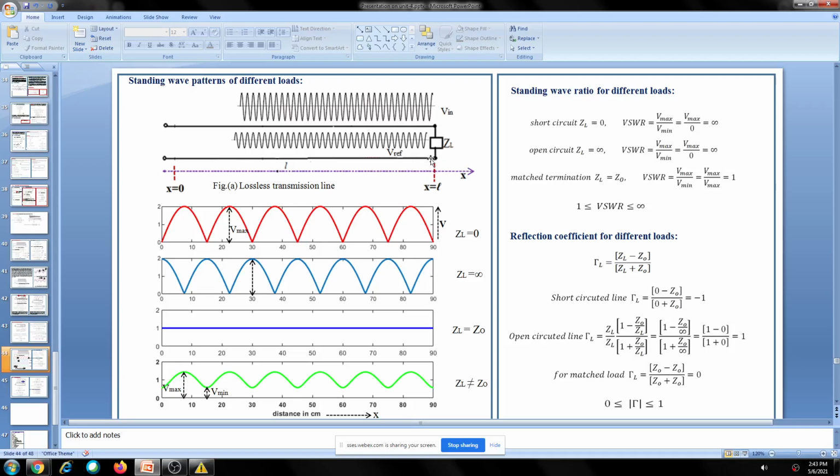Okay. So if you measure the VSWR, if it is equal to 1, that means this ZL is matched with the transmission line. If it is infinity, measure VSWR on the line. There is a VSWR meter available. In the market, VSWR meters are available. Using that VSWR meter, it is in our laboratory also.